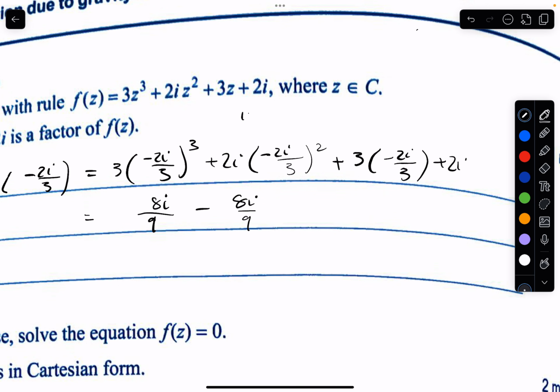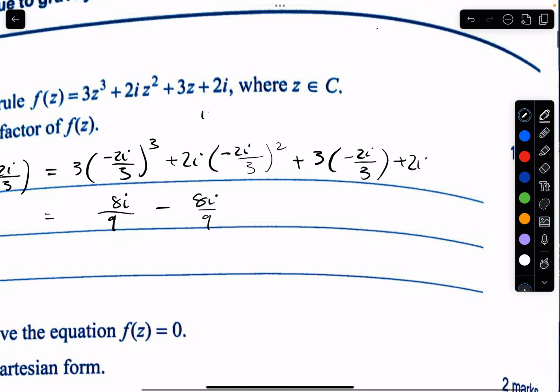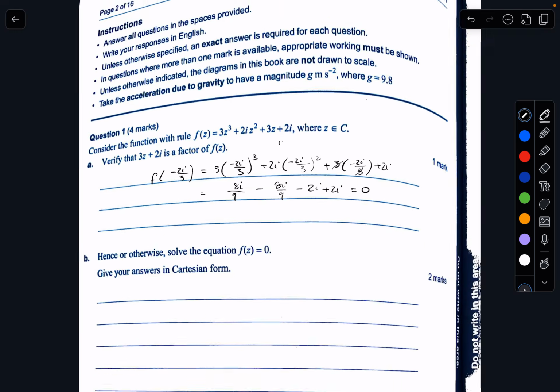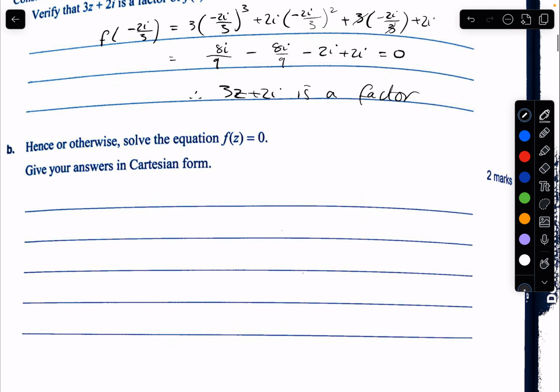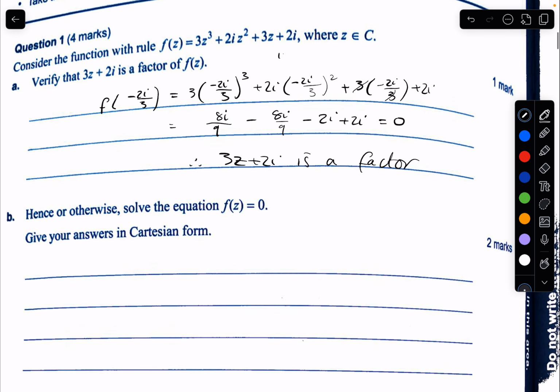And then, what have we got? Plus, oh, that's just minus 6i on 9. Oh, wait, minus 2i, and then plus 2i, which is equal to 0. Okay? Therefore, 3z plus 2i is a factor. Alright? Hence, or otherwise, solve the equation f of z is equal to 0.